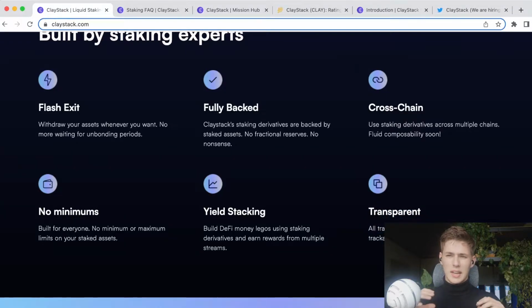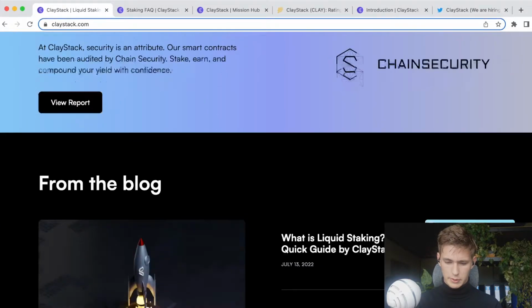So basically, this is an all-in-one staking platform that will help you keep it all very much liquid, very much DeFi. We see that they have no minimums, which is really good. And of course, cross-chain, you will be able to unstake your tokens, and that's basically the gist of it. Now, let's move forward on the homepage, see if they have anything else.